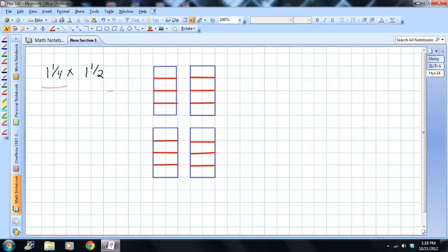Alright, so this is what I'm going to do. All the way down, I'm going to shade this entire row. And then for these 2 rectangles on the bottom, I'm going to shade 1/4 of those rows. So it's going to look like this.